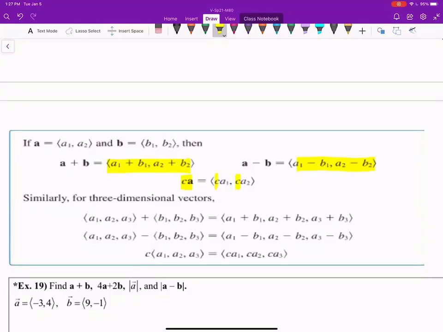Similarly, for three-dimensional vectors, if you're adding two vectors, you add the corresponding components. If you're subtracting, you subtract the corresponding components. For the scalar multiple of a vector, every component gets multiplied by the scalar.